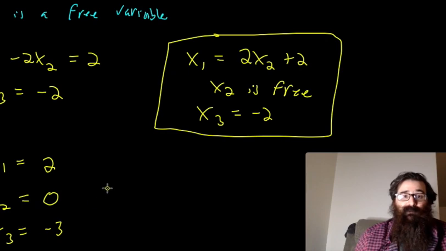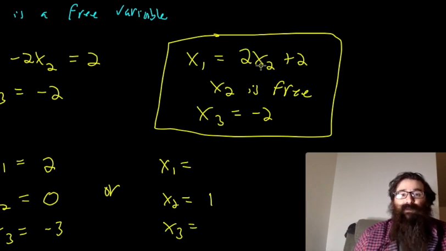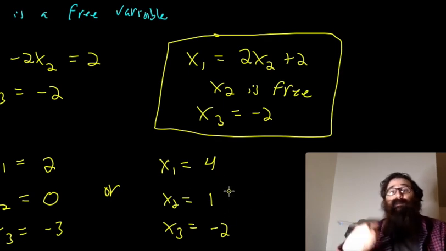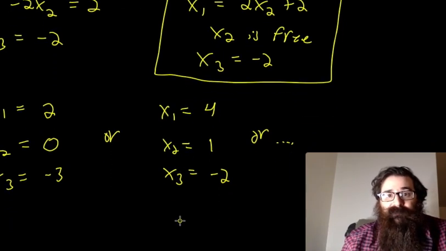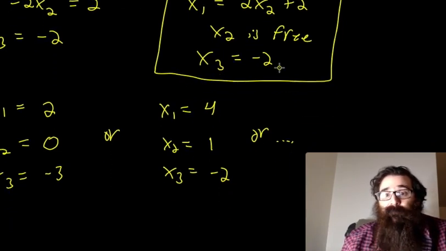So this is a solution, or I could do this differently. I could say, well, what if I let x2 be 1? Well, now x1 relies on this, so I get 2 times 1 plus 2, which is 2 plus 2, which is 4, and x3 is always negative 2. So this is another possibility. And I could keep going on and on with this, so I'll say or dot dot dot. So I have infinitely many solutions here. You have that choice of freedom on x2. We have that free variable.